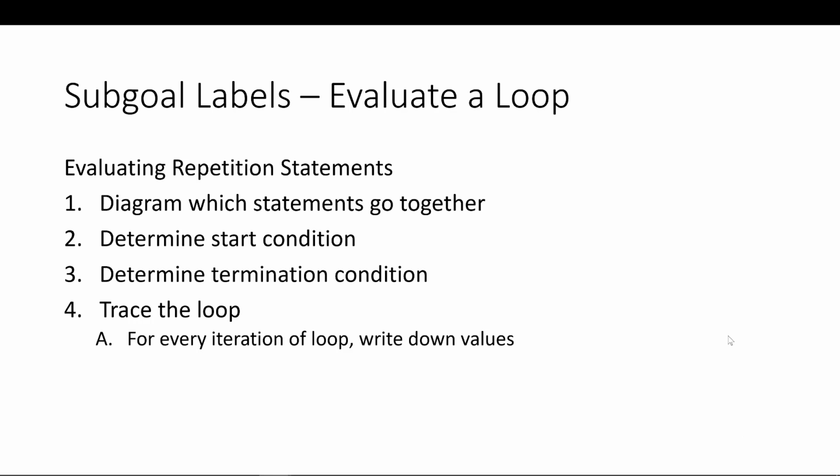This is a worked example using a complex conditional in a loop. The subgoals for evaluating a loop are: 1. Diagram which statements go together. 2. Determine the start condition. 3. Determine the termination condition. 4. Trace the loop. For every iteration of the loop, write down the values that change during that iteration.